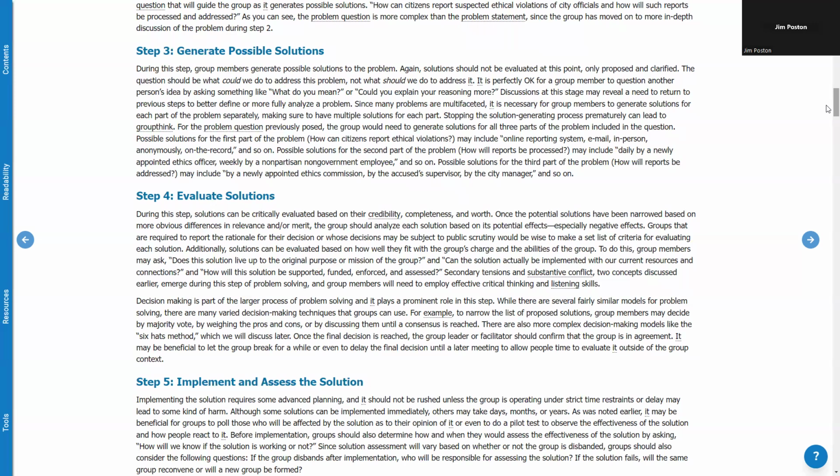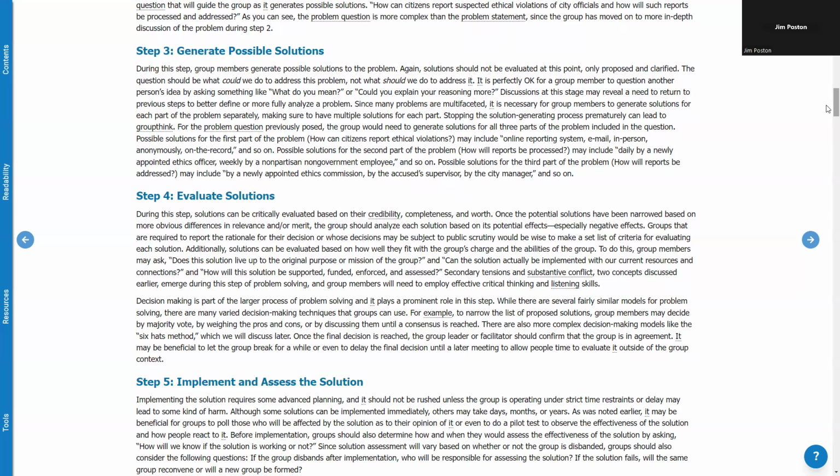To do this, group members may ask, does this solution live up to the original purpose or mission of the group? And can the solution actually be implemented with our current resources and connections? And how will this solution be supported, funded, enforced, and assessed?